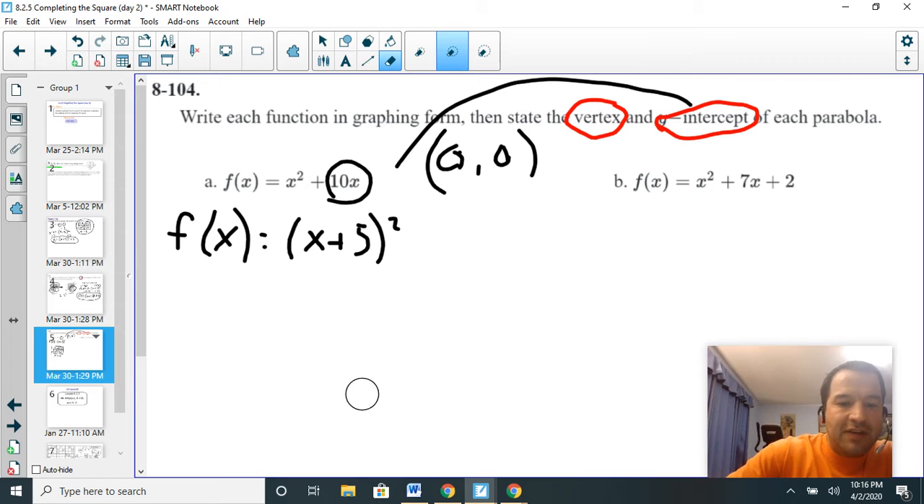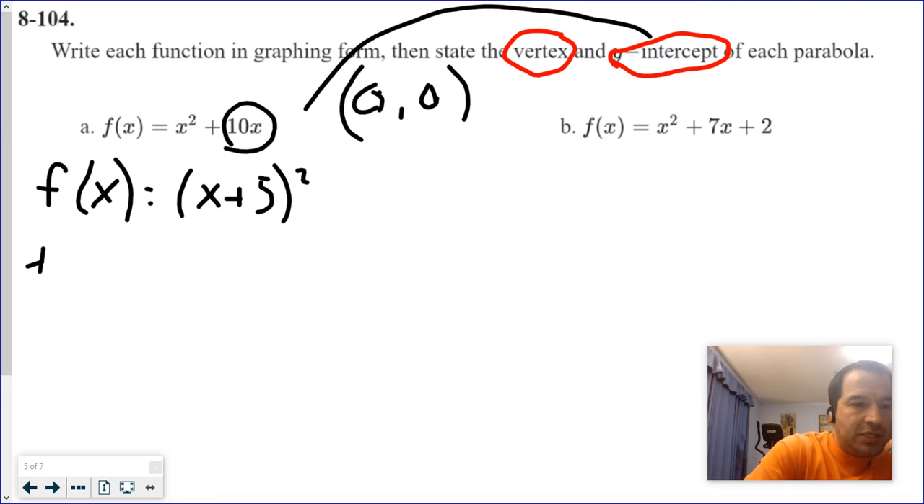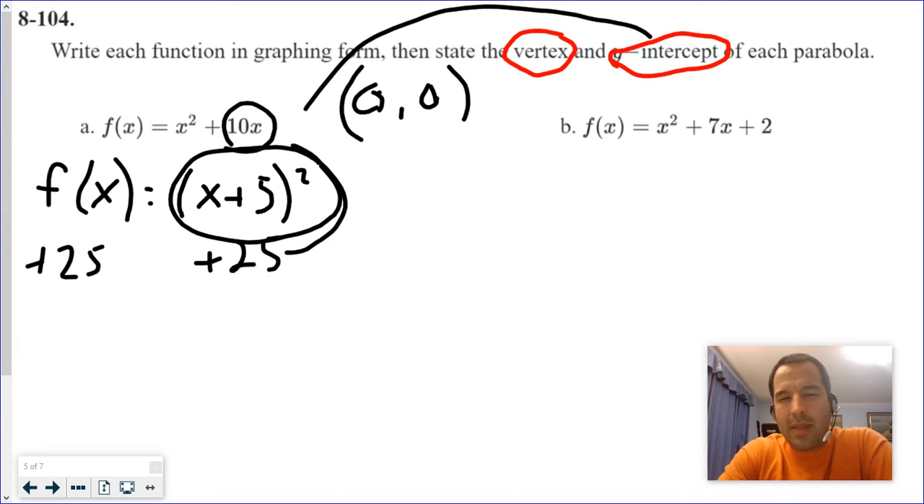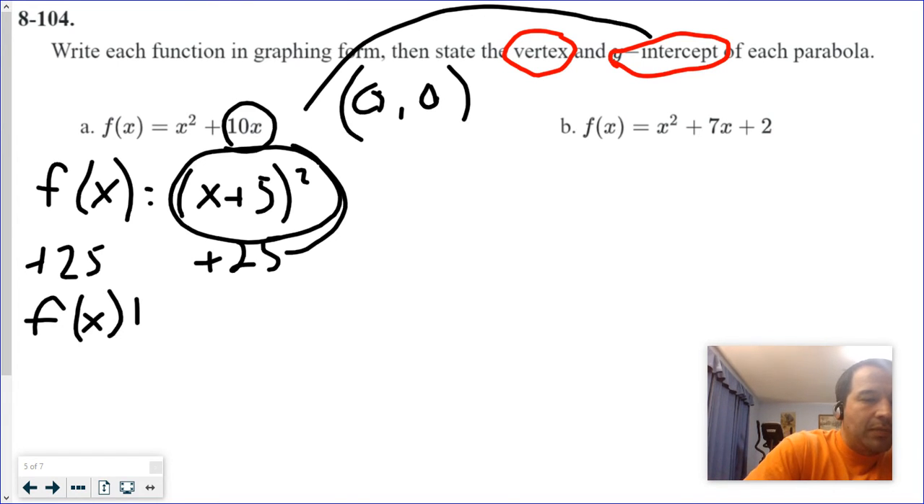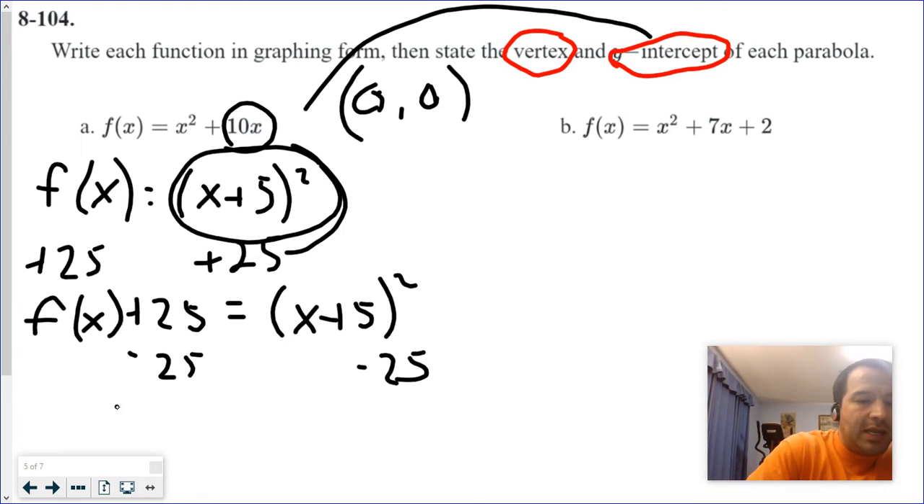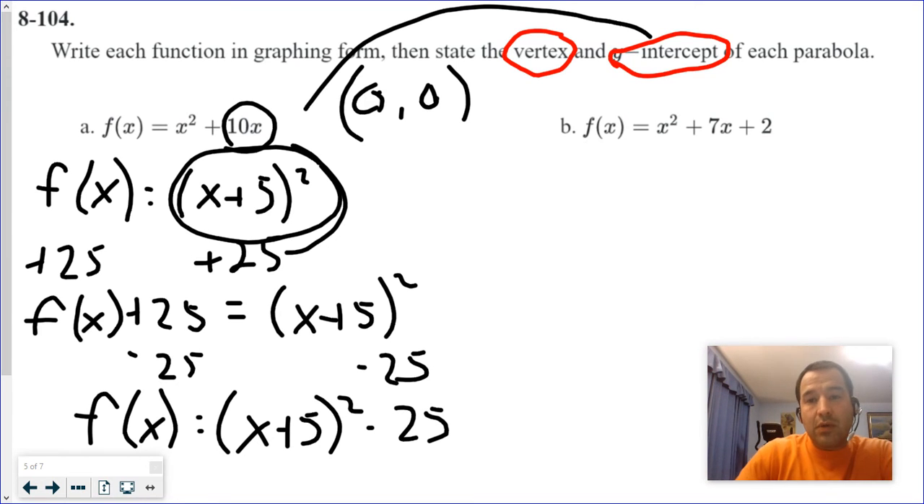That means I need to add 25 to both sides. So adding 25 to both sides, I go plus 25 and plus 25. Now, I added 25 to this top part up here to complete the square. So please be careful on that part. I probably shouldn't have drawn that at that point. So now I've got f of x plus 25 equals my completed square, which is (x plus 5) squared. I subtract 25 from both sides, and I get my answer, f of x equals (x plus 5) squared minus 25, which, again, remember what they're looking for.